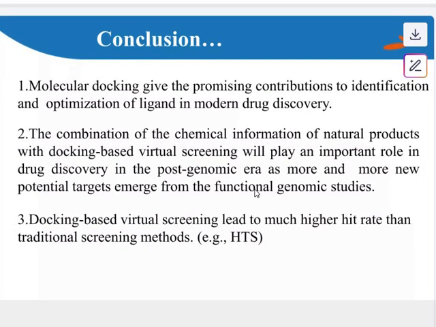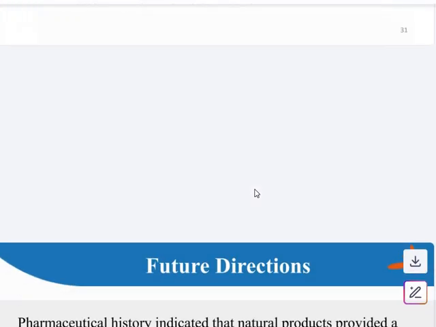In conclusion, molecular docking gives a promising contribution to identification and optimization of ligands in modern drug discovery. The combination of the chemical information of natural products with docking-based virtual screening will play an important role in drug discovery in the post-genomic era as more and more new potential targets emerge from functional genomic studies. Docking-based virtual screening leads to a much higher hit rate than the traditional screening method HTS.